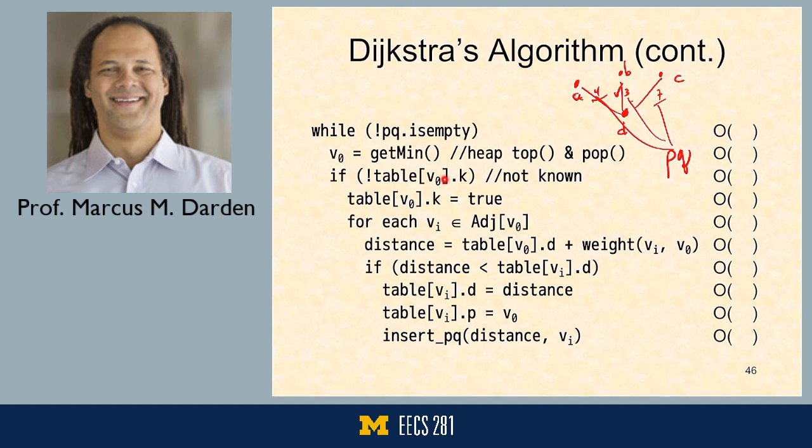All right? So if the table at that new vertex, my minimum vertex, is not known, then this means I've gotten to the closest way to get to it. Then I'm going to mark it as true, so any other ways later, don't try it. And then for each of the things adjacent to that vertex, if the cost to get to the source vertex plus the new edge is less than what's already there, we're going to update that distance, update its parent, and insert that edge back into the priority queue.